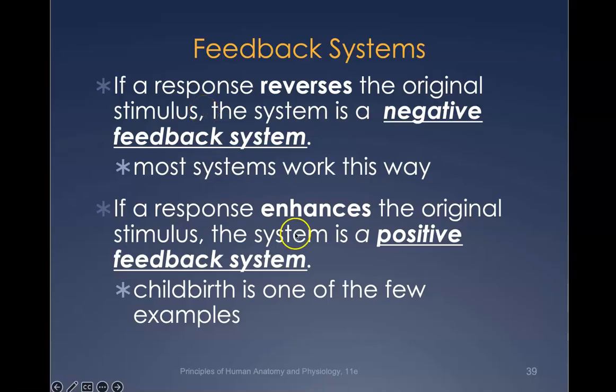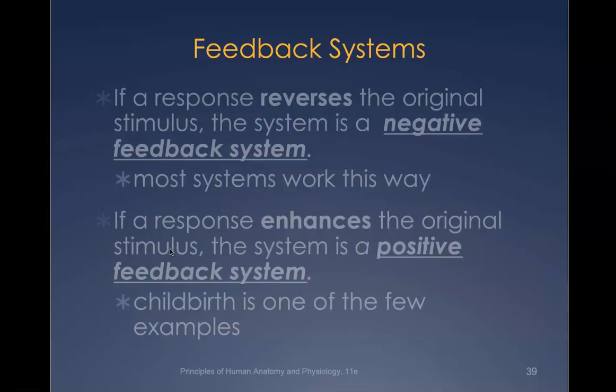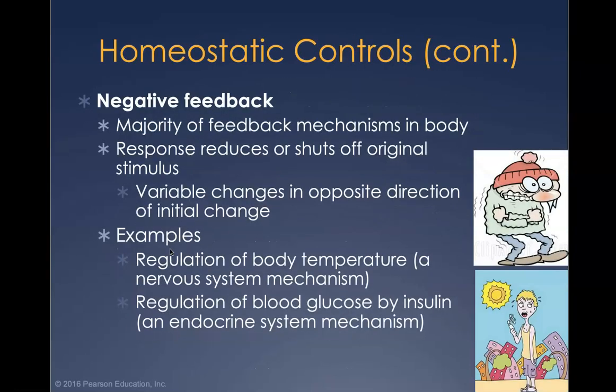there's very few systems where we have positive feedback systems. So most of them are going to be negative feedback systems, but it is important that you understand what a negative feedback system is. Now, if a response enhances the original stimulus, so the original stimulus brings the seesaw down, and then the response is to push the seesaw down even farther, that's a positive feedback system. And there are very few examples in the human body of positive feedback systems. Childbirth is one. We're going to talk about the platelet plug formation is another one. So most feedback systems are negative feedback systems.